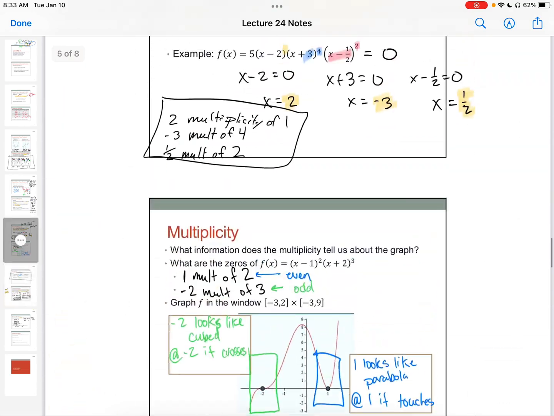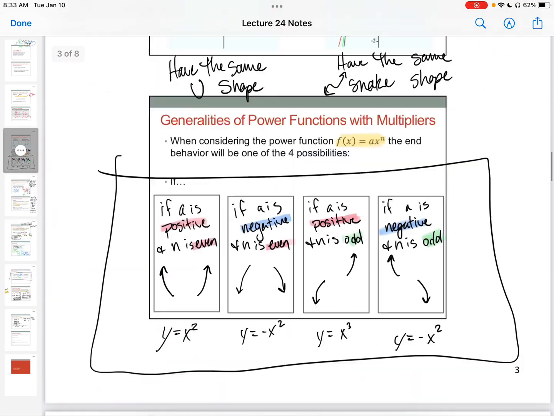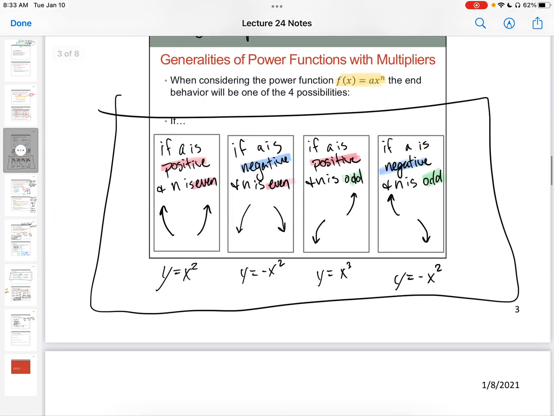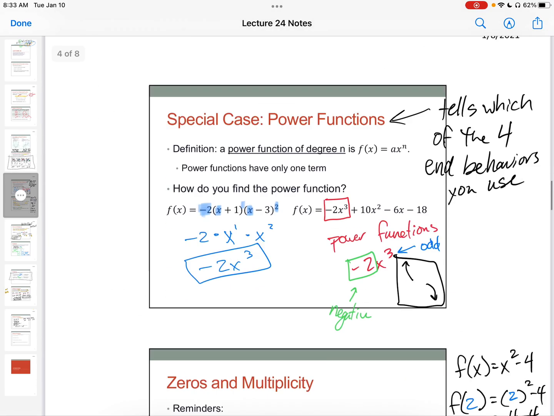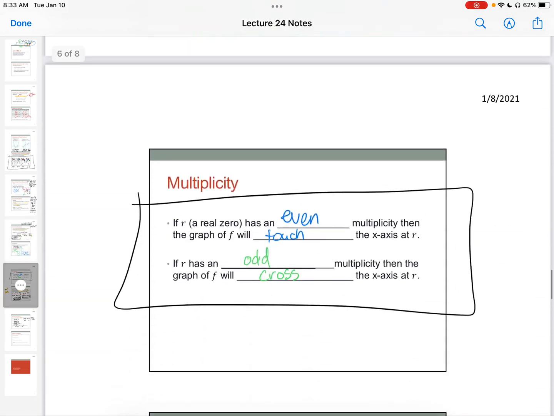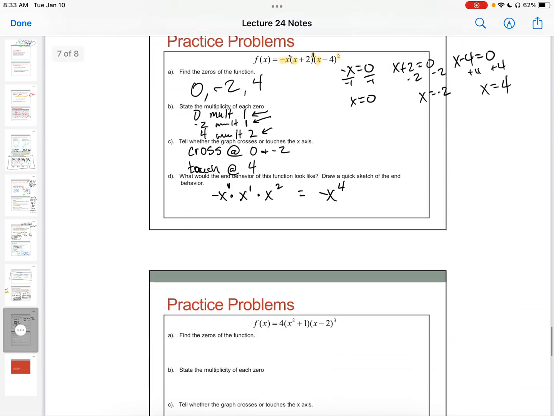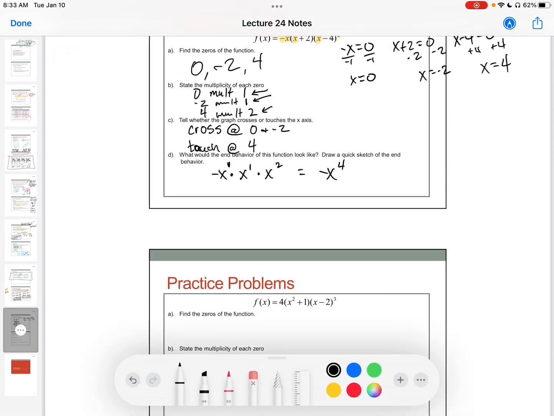You can scroll back if you don't have these memorized yet. But what fits in for negative x to the fourth? Well, my n would be even, and my a, the number in front, is negative. So I'm going to have that upside down parabola for my end behavior.